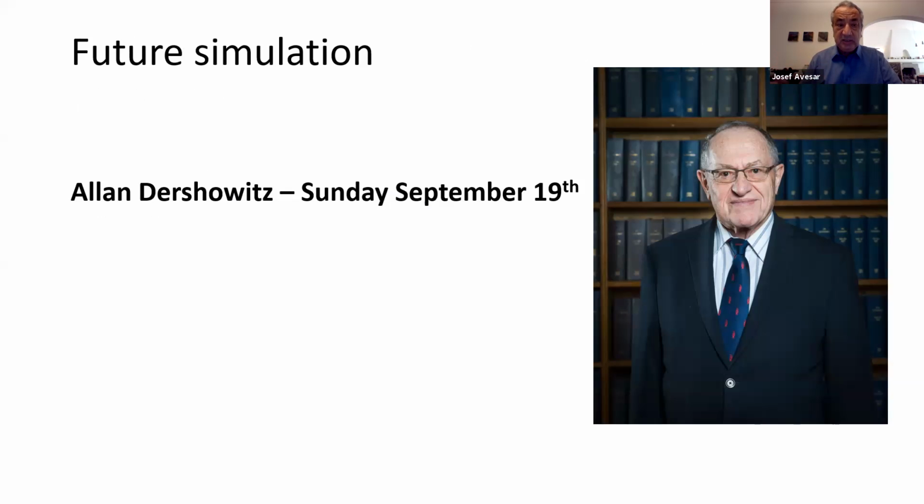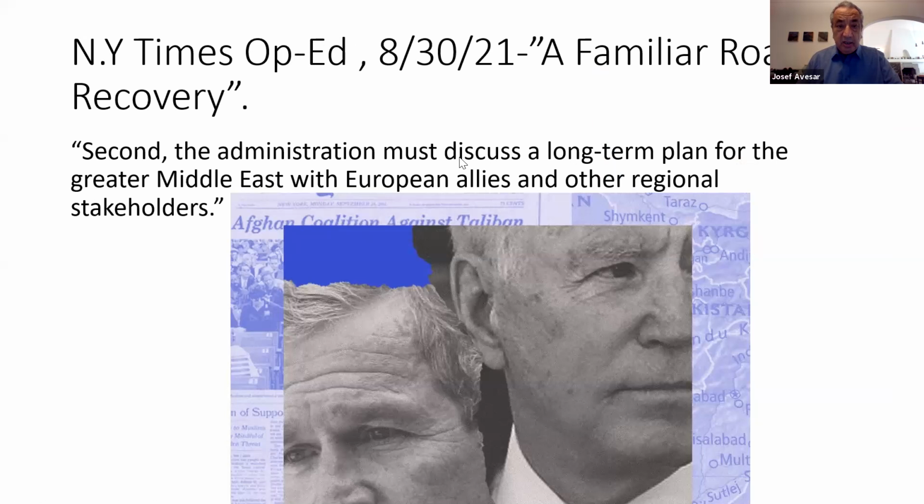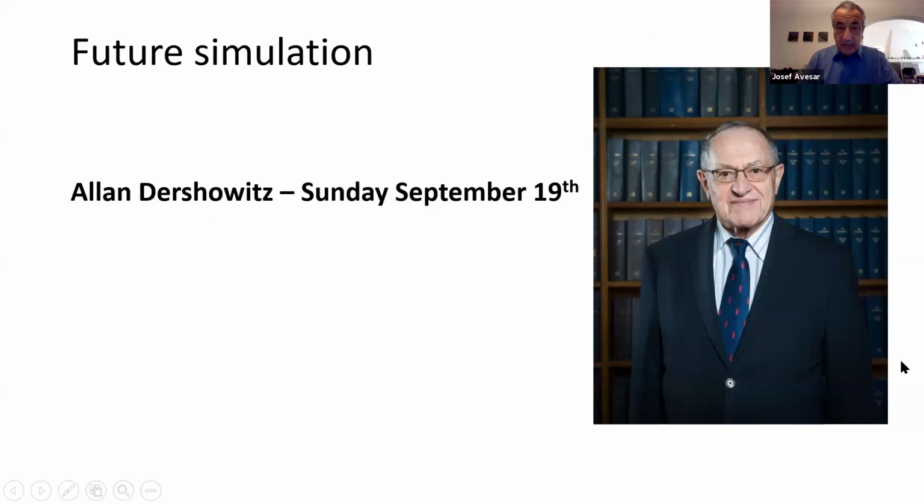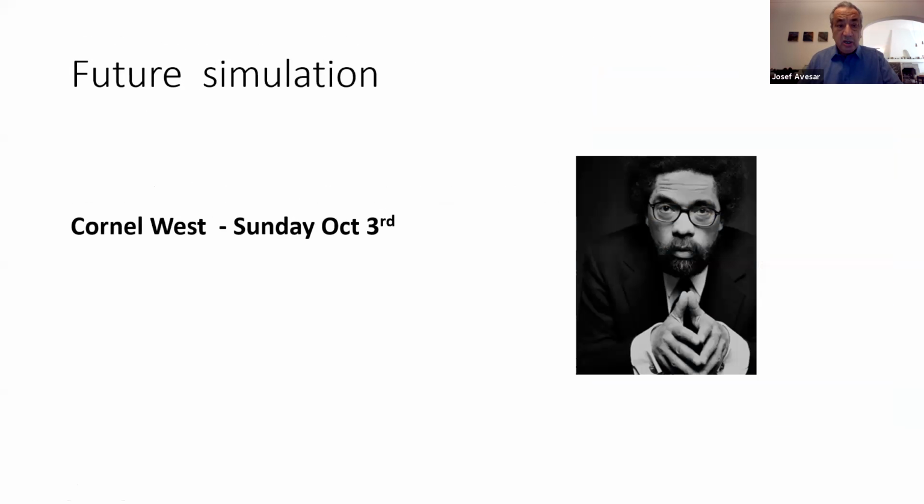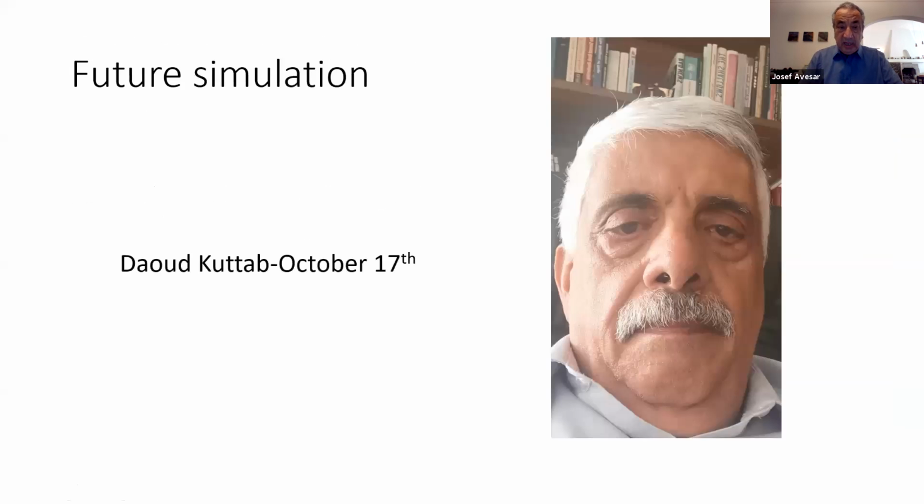So on September 19, we have Alan Dershowitz. On October 3rd, we will have Cornel West. And on October 17th, we will have Daoud Kutab.